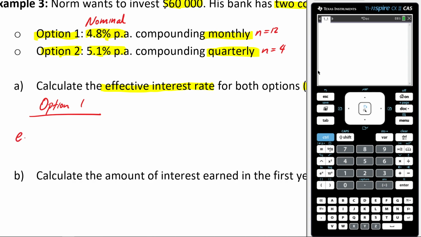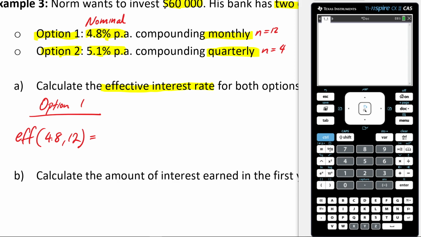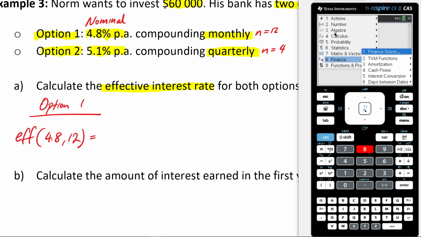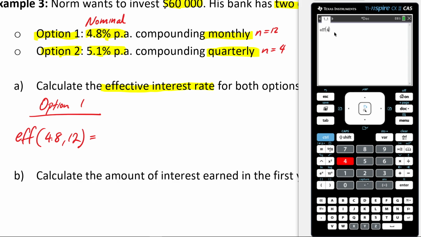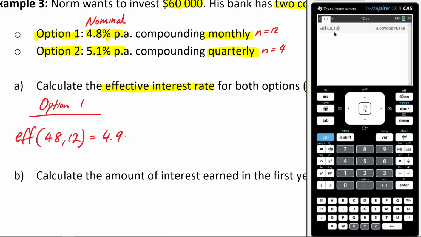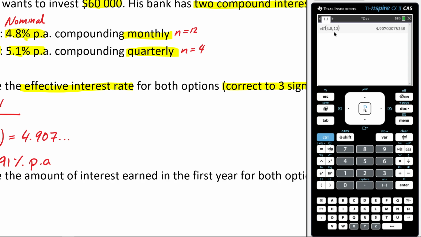This is what I'm going to put into my calculator. I'm going to go EFF 4.8, 12 to figure out what the first one will be. All right, what is it going to be? It's going to be menu 852, 4.8, 12, close brackets. It's going to be 4.907... Therefore, if I was to round this to 3 sig figs, it's going to be 4.91% per annum. And then we'll go to option 2.